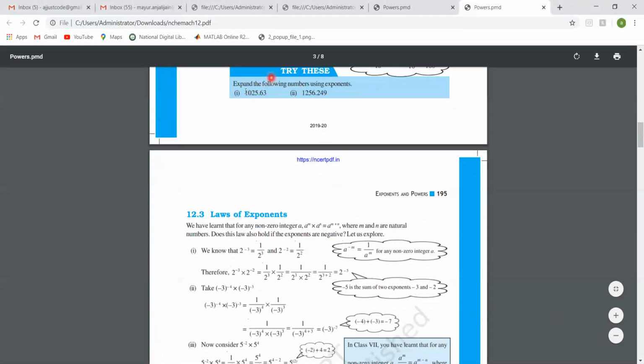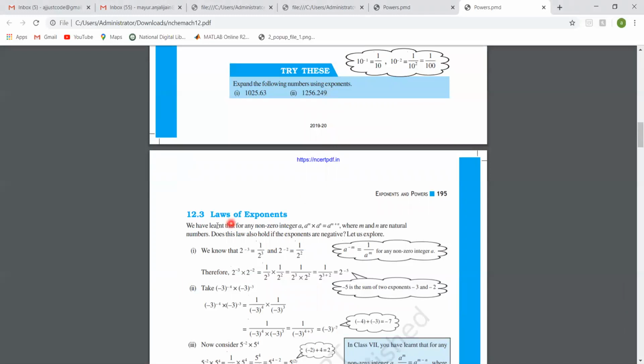So now if I want to write this in the expanded form, I can simply write: this is my ones place, this is my tens place, this is my 100 place, this is my 1000 place, and this is 1/10 and this is 100. Similarly, this is my ones place, this is my tens place, this is my 100 place, this is my 1000 place, this is 1/10, 100, 1000.